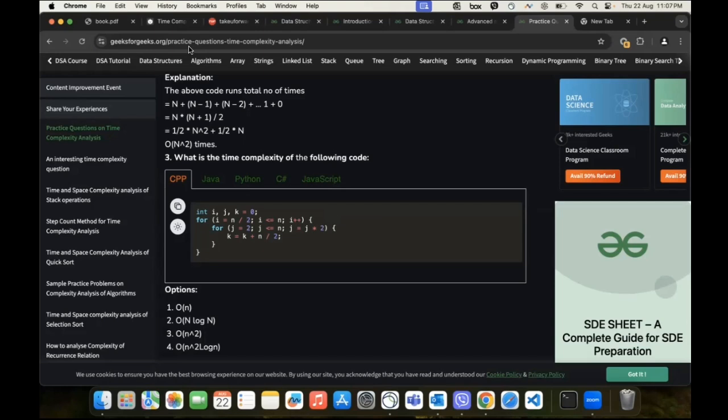But log n we have not calculated. So let's take the example of 100. When we have 100 inputs, how many times will this inner loop run? 2, 4, 8, 16, 32. 2 to the power of, this is 2 to the power, right? Then n into 2 to the power n. n square? Yeah, n log n only.